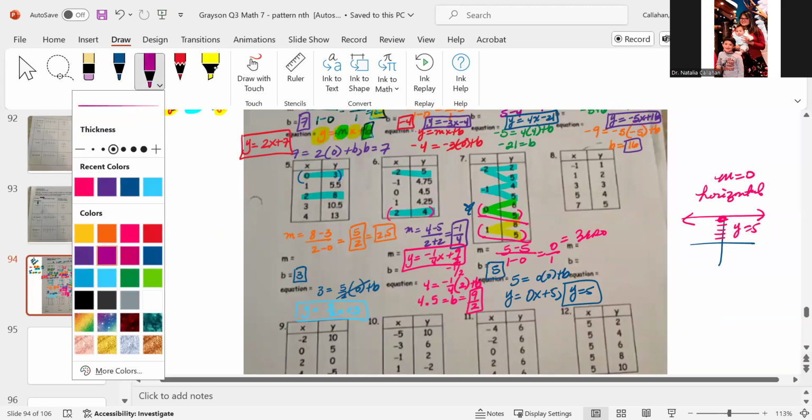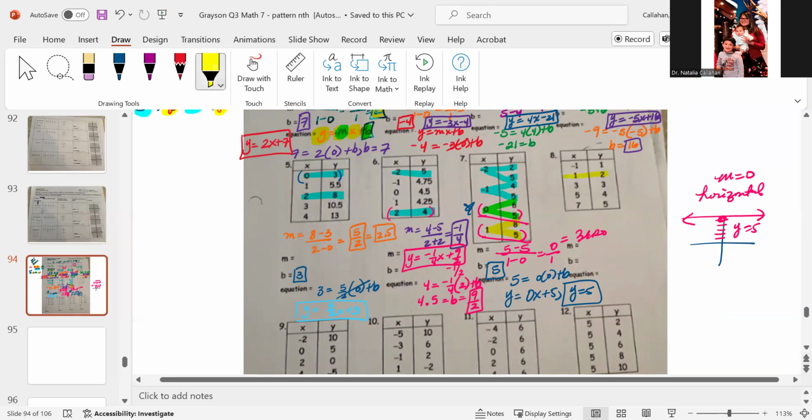All right, let's go on to number 8. For number 8, I'm going to use 1, 2, and 3, 3. Those are easy questions. So your slope is going to be 3 minus 2 over 3 minus 1. So it's 1 over 1. So your slope is just 1. For the equation, I'm going to use 1 and 2. So 2 equals 1 times 1 plus b. b equals 1. And your equation for this is just y equals x plus 1.